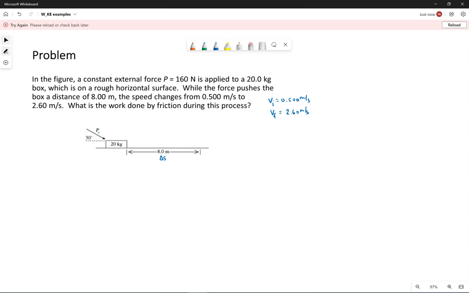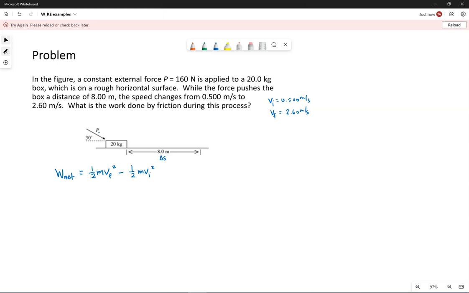So to relate forces to speeds, that is our work-kinetic energy theorem. The net work done on this box will equal the change in kinetic energy of the box. I'm going to go ahead and jump to the point where the final kinetic energy is 1/2 mv final squared minus the kinetic energy initial, so 1/2 mv initial squared.